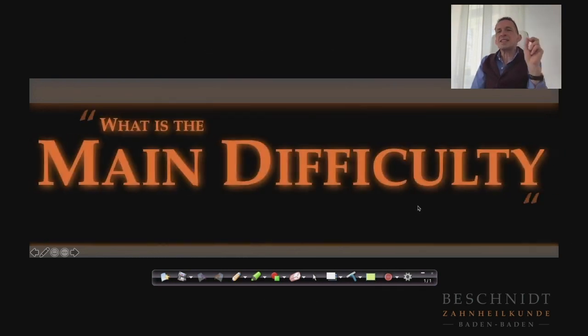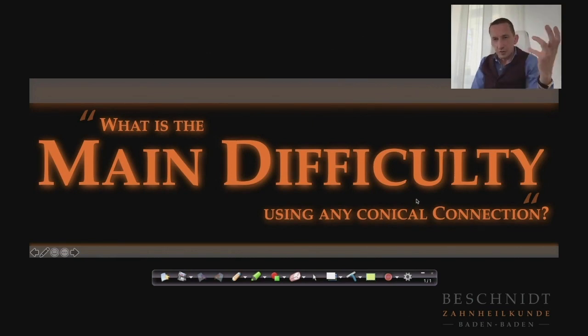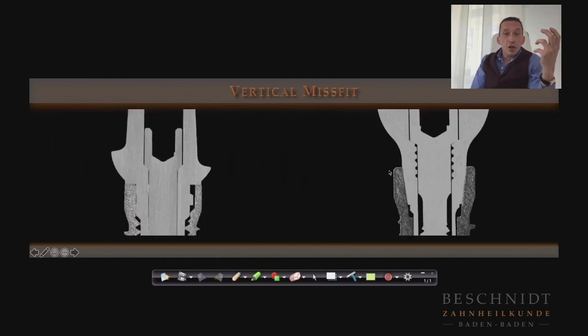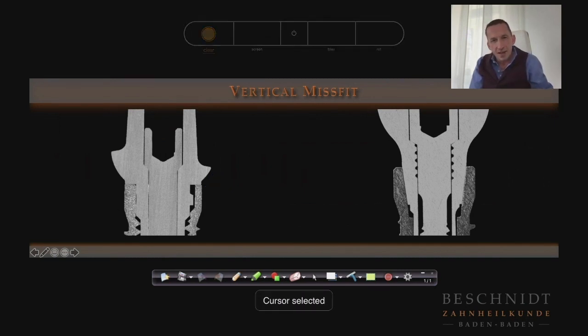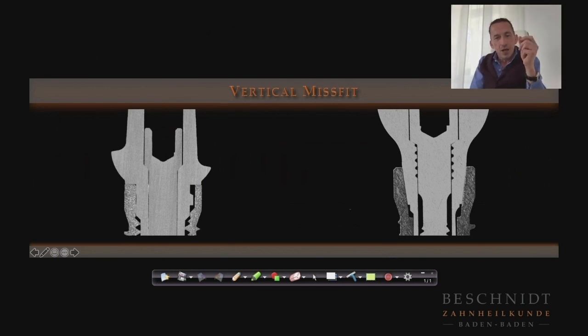So, but what is the main difficulty using any conical connection? Why is the Conelog not an implant for every beginner, especially for the prosthodontists? It is called the vertical misfit. Looking at the butt joint connection, this is the Camlog and this is the Conelog. We know with the butt joint connection we have a well-defined stop at implant abutment connection. If you place the conical connection, you in every case, even if you produce the implant and the abutment on the highest level, you have a so-called vertical misfit.